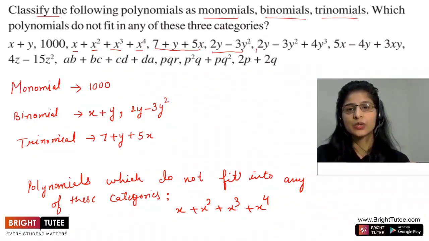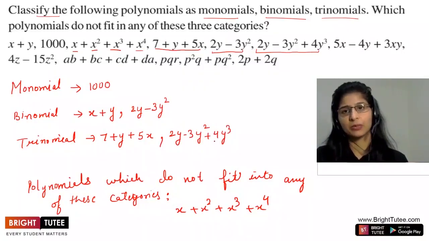The next one is 2y minus 3y square plus 4y cube. It is using 3 different terms. So it is a trinomial. 2y minus 3y square plus 4y cube. So this is a trinomial.